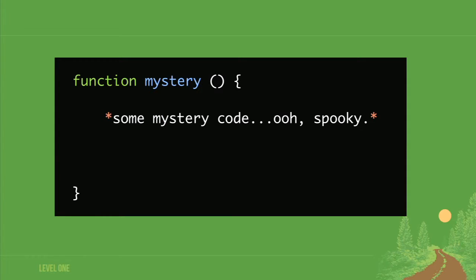So now what we're going to look at is how to return a function from a function using function expressions. So say we had a mystery function. Ooh, spooky. And then in there we had some mystery code that did a bunch of stuff, and then at the very end we returned a function expression. That's what we're going to be looking at right now.